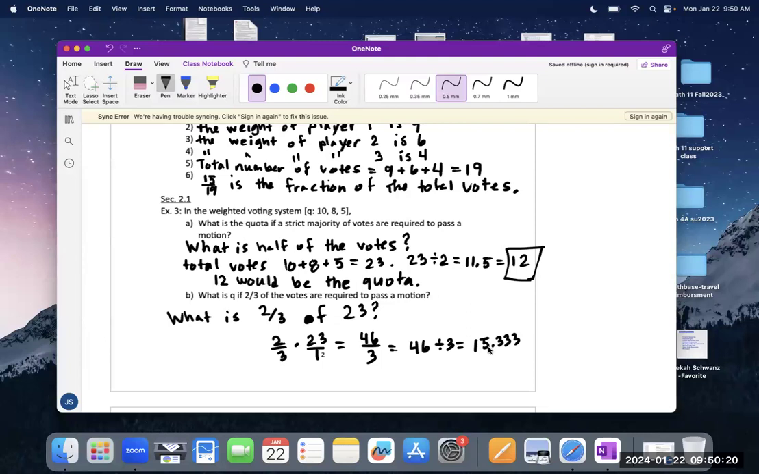Even though the general rule for rounding is, if you're rounding the whole number, you look at the tens place. If it's greater than or equal to 5, we would round up. If it was less than 5, then you would round down. However, I can't round down here, because if I round down, it's less than 2/3 of the vote, so I have to round up to 16.